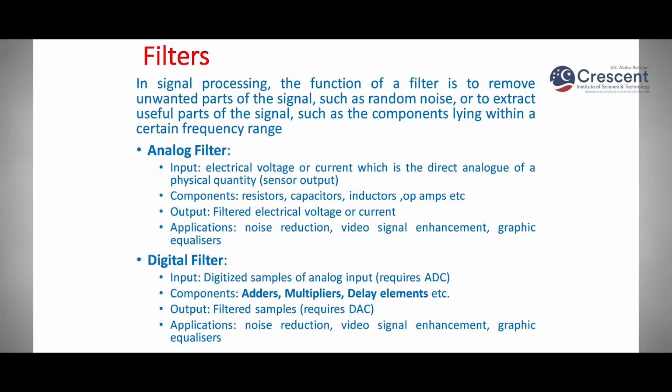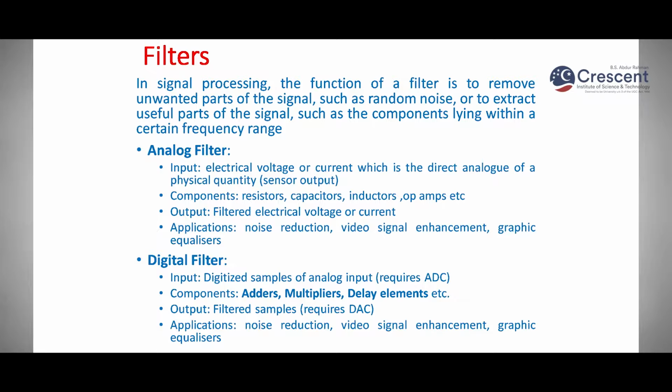In the case of analog filters, I'll give you a brief introduction to the input, output, components and applications, and then I'll talk about digital filters. In an analog filter, the inputs are electrical voltage or current, mainly obtained from sensors. The components required to design analog filters are mostly resistors, capacitors, inductors, op-amps, etc. The output of the analog filter is again electrical voltage or current. The applications of analog filters are in noise reduction, video signal enhancement, graphic equalizers, etc.